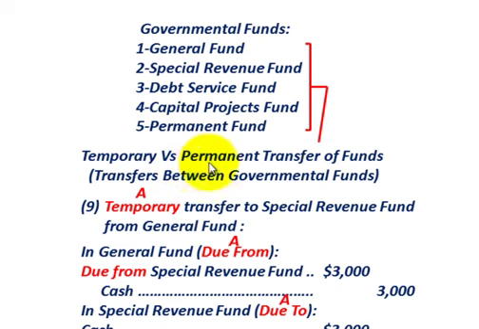What we're going to be going over here is temporary versus permanent transfers of funds. This is where we're going to be transferring between governmental funds. So we've got these various governmental funds up here, and we can transfer between them. And for example, we're going to be transferring cash.